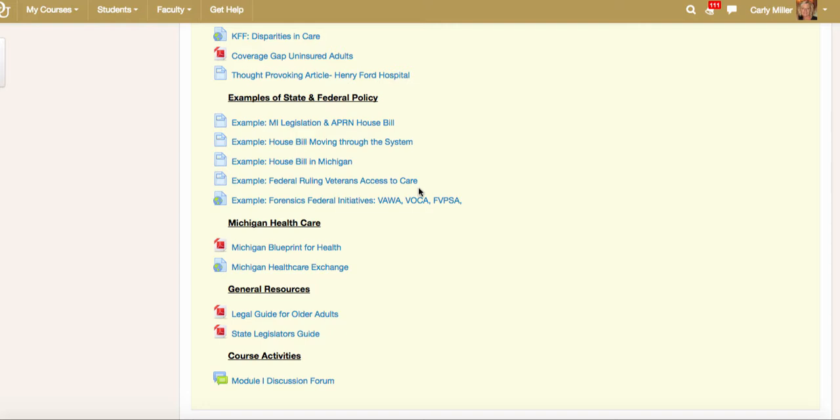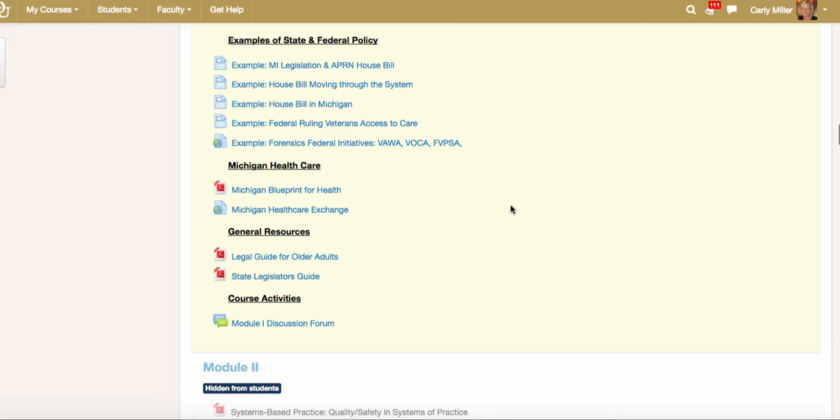So this was at the federal level, just to give you that comparison between state and federal. For forensics, I did put up a link, and it gives you some great areas to look at for federal initiatives and get you thinking about an area that you want to look into or that you want to know more about. So this gives you some good ideas as to the initiatives that are out there.